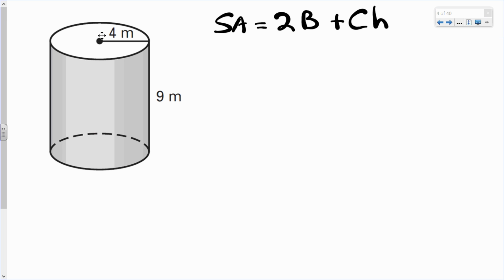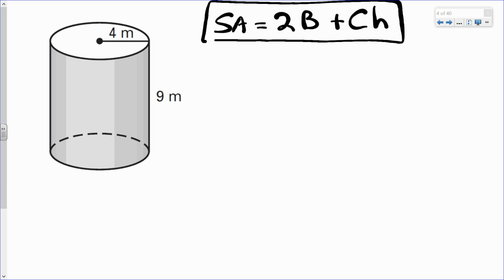This is example 4 from our reference sheet. Here's a formula for the surface area of a cylinder. Now, underneath the formula, let's talk about what each variable means, because it's important.